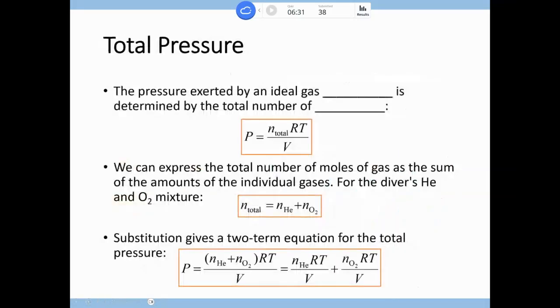A little bit more about total pressure, and then we'll do a learning check. The pressure exerted by an ideal gas mixture is determined by the total number of moles. So if you know the total number of moles in the mixture, then you know the total pressure.